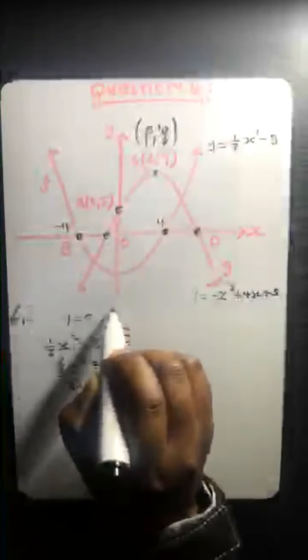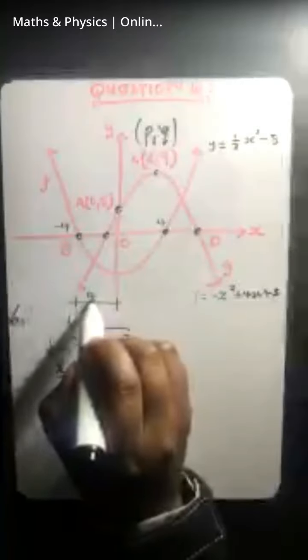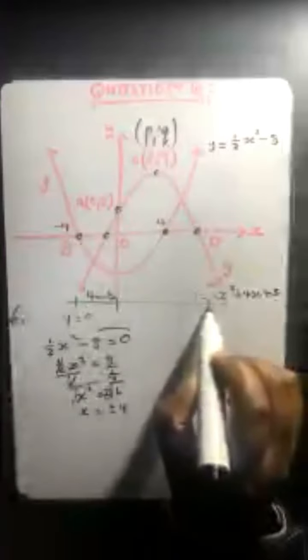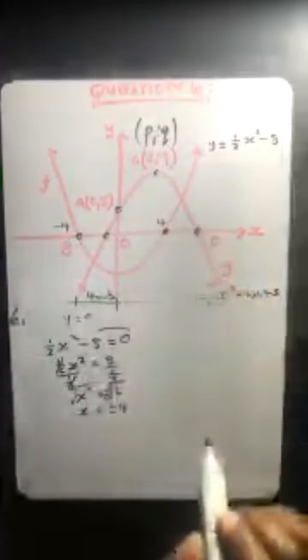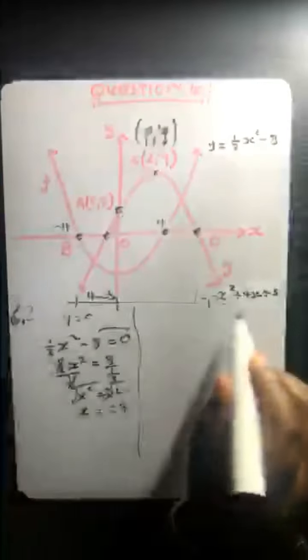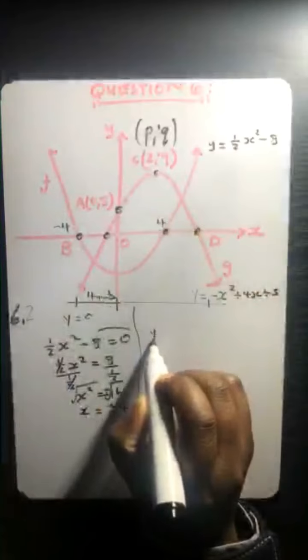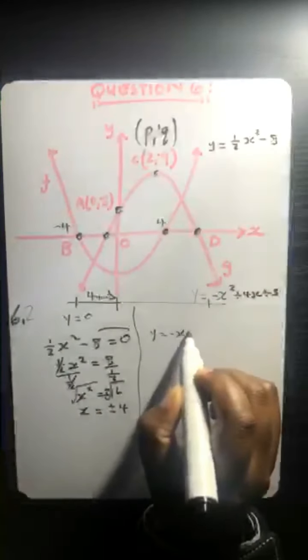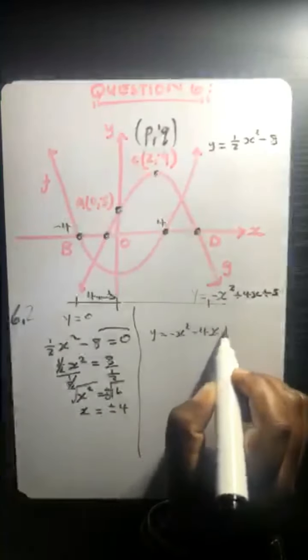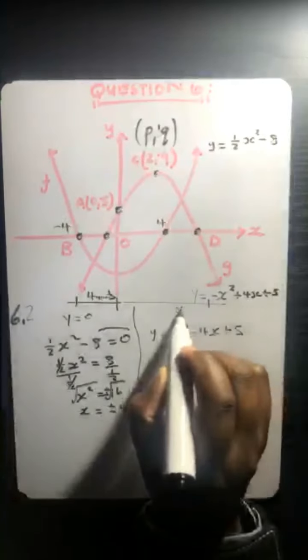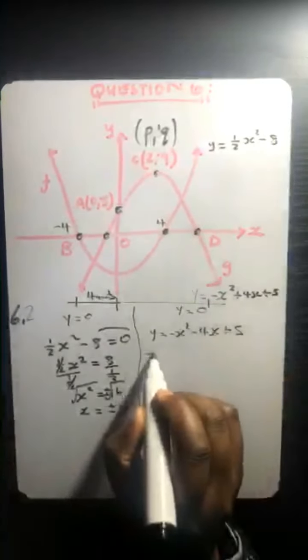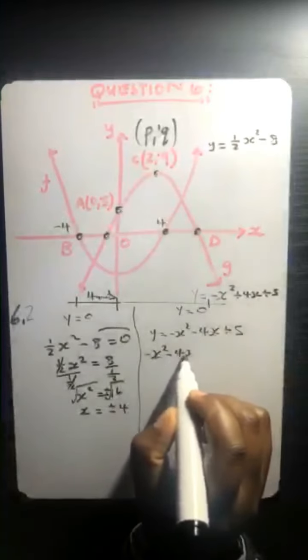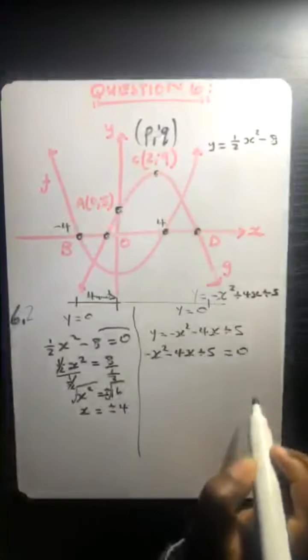So can you see, we already know that from the origin all the way up to B, it's actually 4 units. So let's try to find out from the origin also to there. How are we going to do that? Then we use that formula for that, meaning y is equal to negative x squared minus 4x plus 5. Remember, that's where y is equal to 0. So we can just say the whole of that is equated to 0.